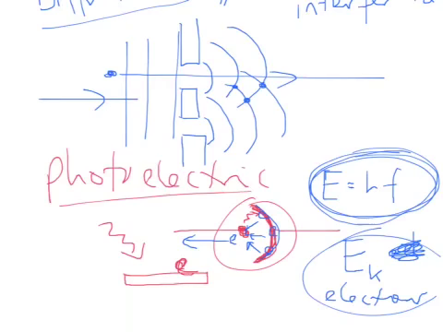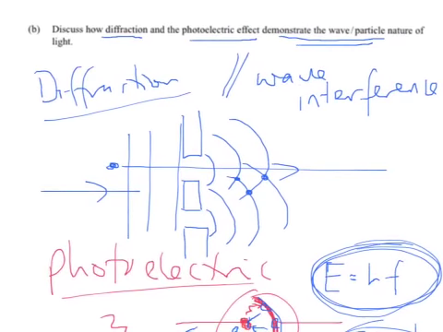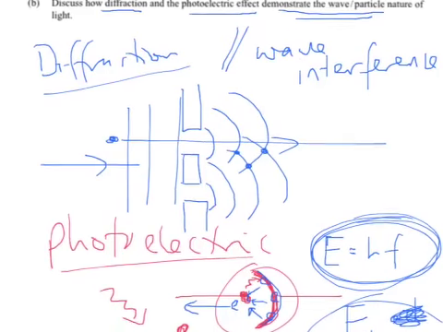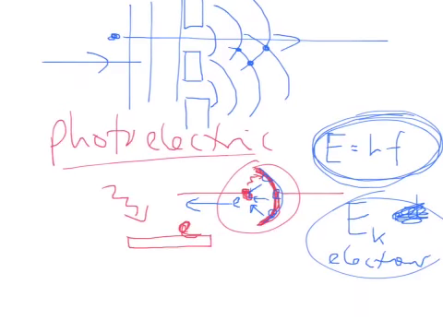That explains how we answered the question above, how diffraction and the photoelectric effect demonstrate the wave and particle nature. So if this was a wave, you wouldn't get this effect. You would have a build-up of light, or the intensity of the light would affect it, but the intensity doesn't affect it. It's just the frequency.